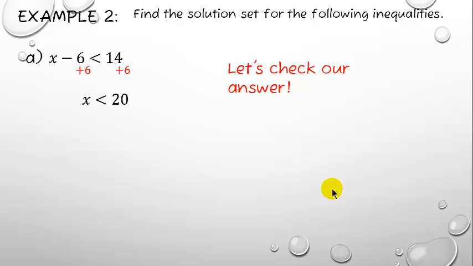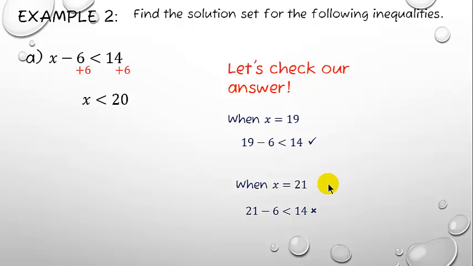Now we can check our answer. If we pick a number either side of 20. If I pick a number that is less than 20, this one should work because x is meant to be less than 20. Substituting that in, I have 19 minus 6 is 13. That is less than 14. That one works. That's good. Let's pick a number greater than 20. I've chosen 21. So 21 minus 6 is 15. That is not less than 14, so that doesn't work. That shows that we've got the right symbol there.